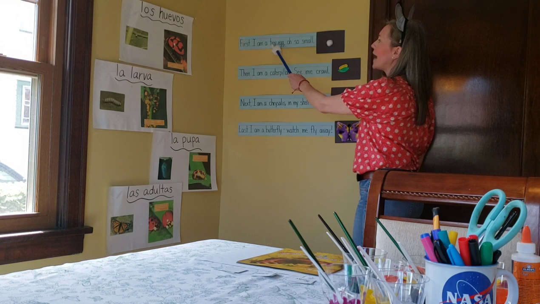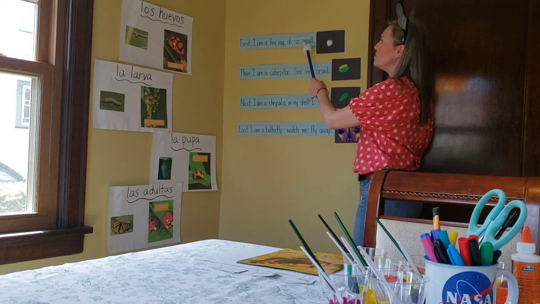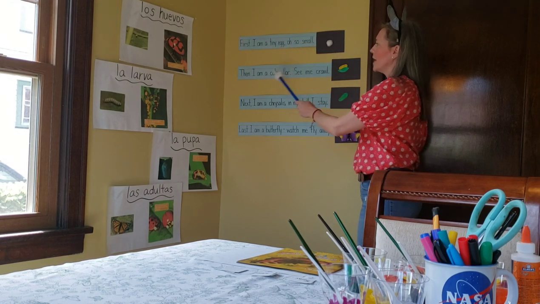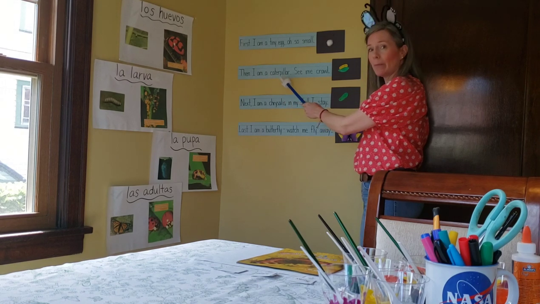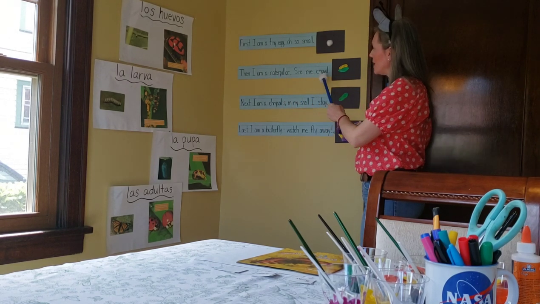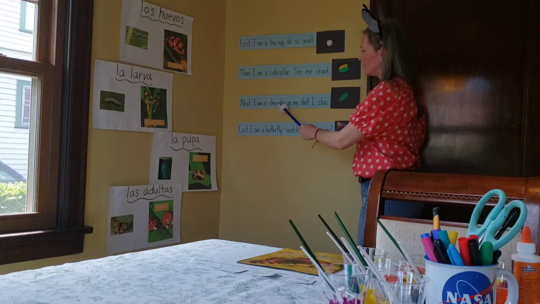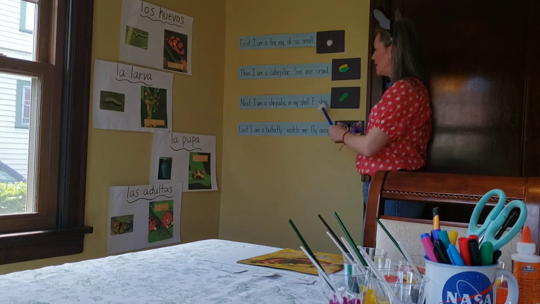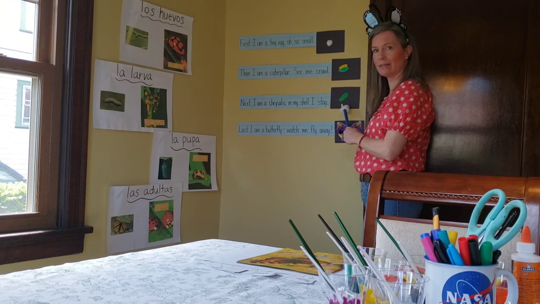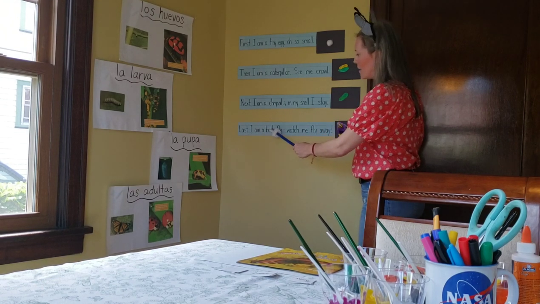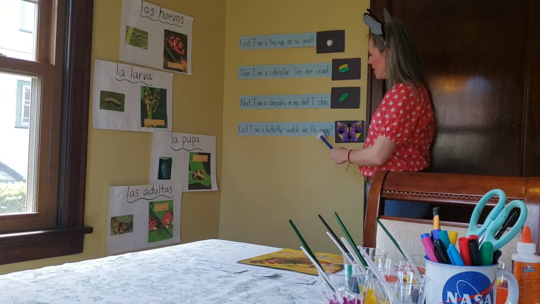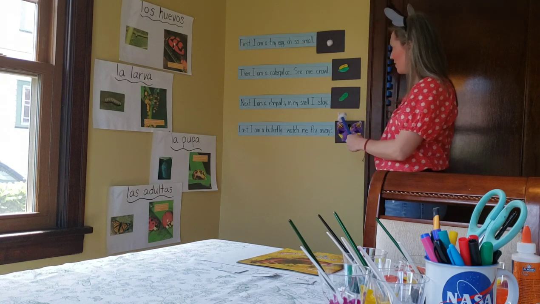First, I am a tiny egg, oh so small. Then I am a caterpillar. See me crawl. There's the caterpillar. Next, I am a chrysalis. In my shell I stay. Chrysalis. Last, I am a butterfly. Watch me fly away. There's the butterfly.